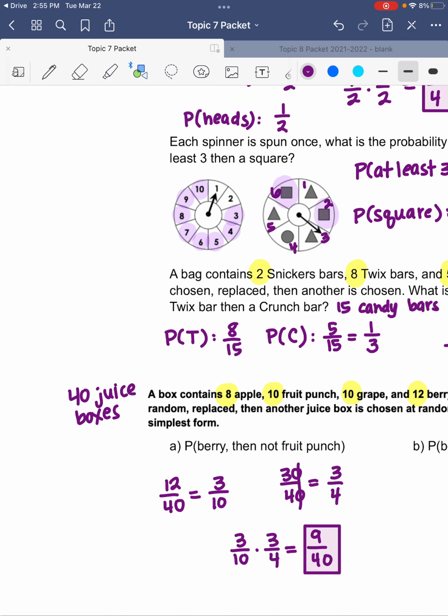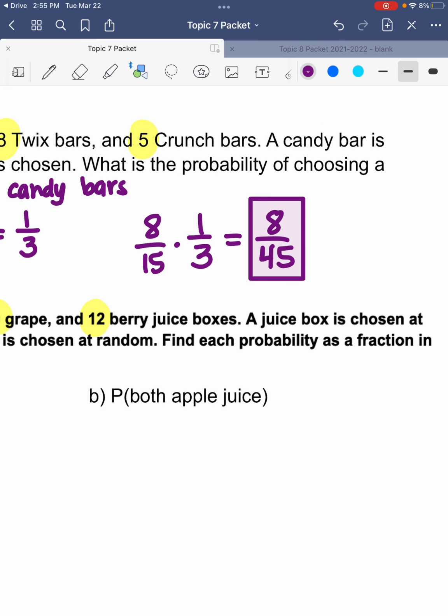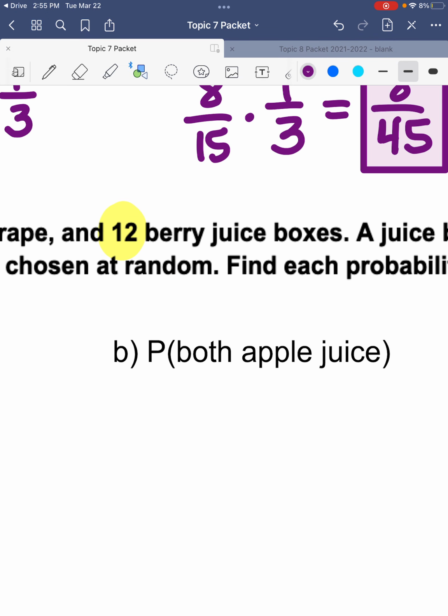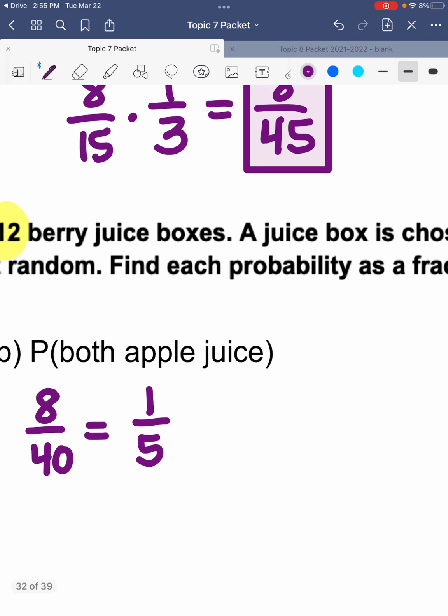Okay, now let's look at B. So the probability that both are apple juice. So let's first find the probability of apple juice. It says that there are 8 apple juice boxes. So we have 8 out of 40, right? Well, does that reduce? I know that 8 actually goes into both of those numbers. 8 divided by 8 is 1, and 40 divided by 8 is 5. So I get 1/5.